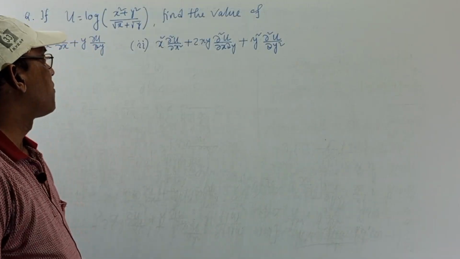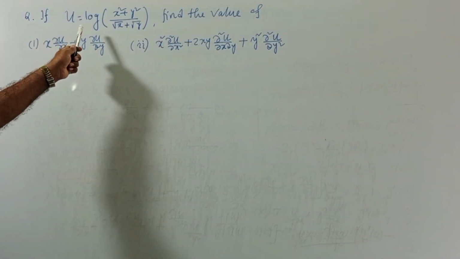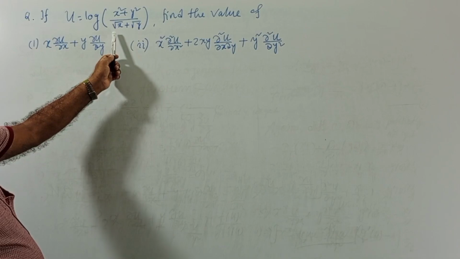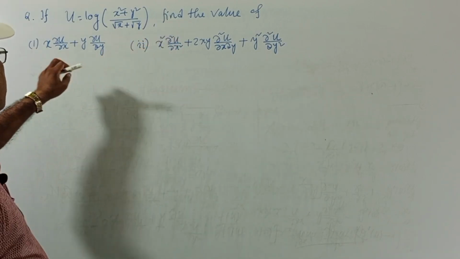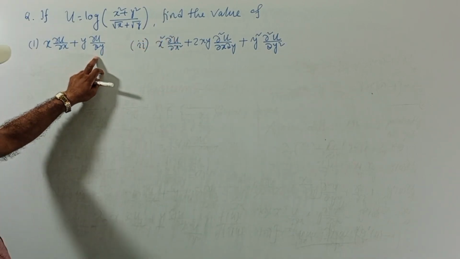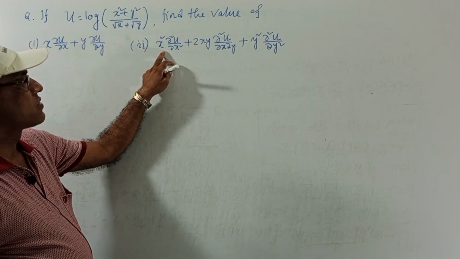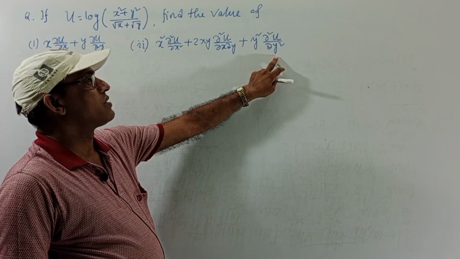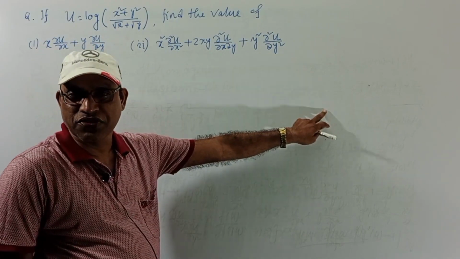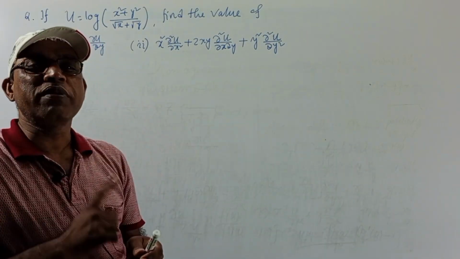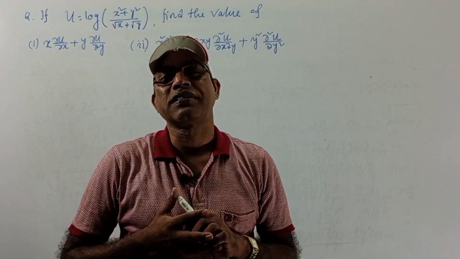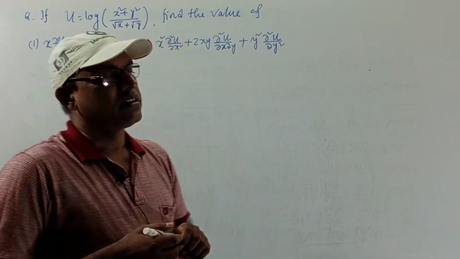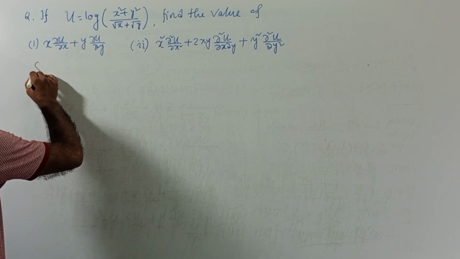Let us consider one problem. If u equals log of x square plus y square by root x plus root y, find the value of x del u by del x plus y del u by del y, and number 2, x square del square u by del x square plus 2xy del square u by del x del y plus y square del square u by del y square. Before solving this problem, first we have to know what is the degree of the function. Solution start.